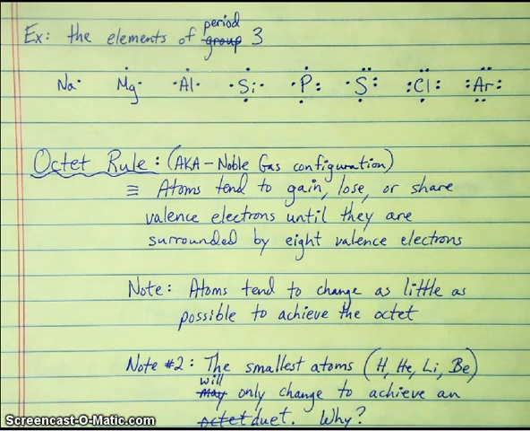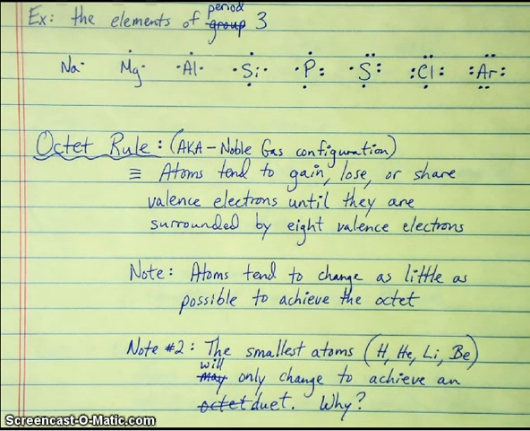Take a moment, pause the video, and copy the notes for the sample Lewis dot structures for period 3 up at the top, as well as the octet rule and those 2 special notes. Once you're done, we'll continue the video.